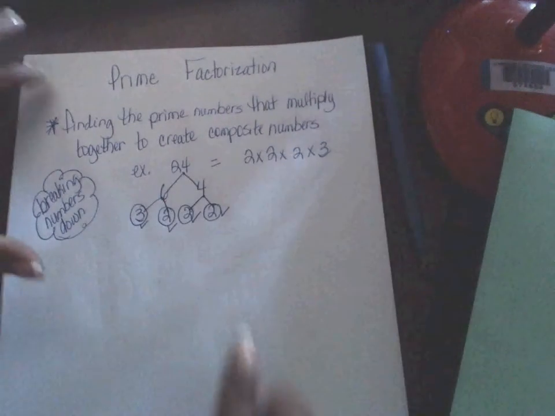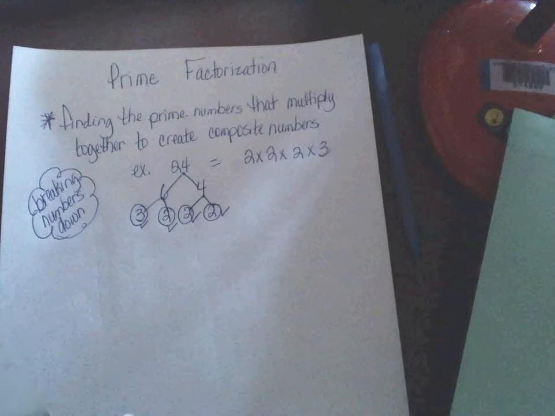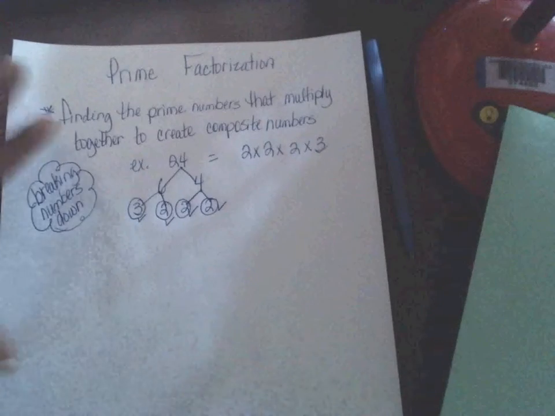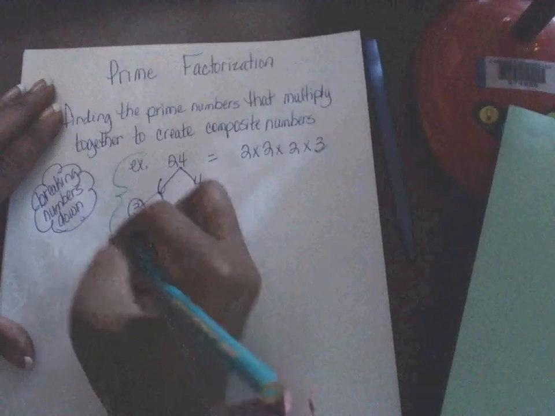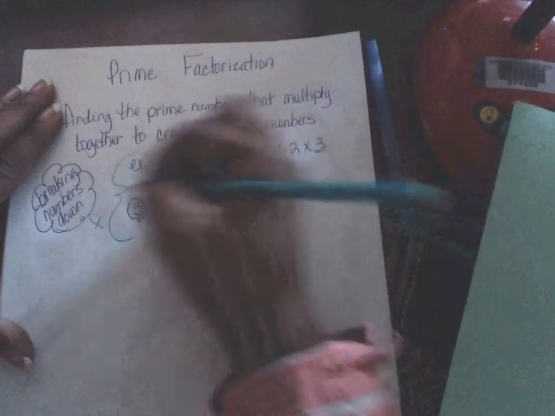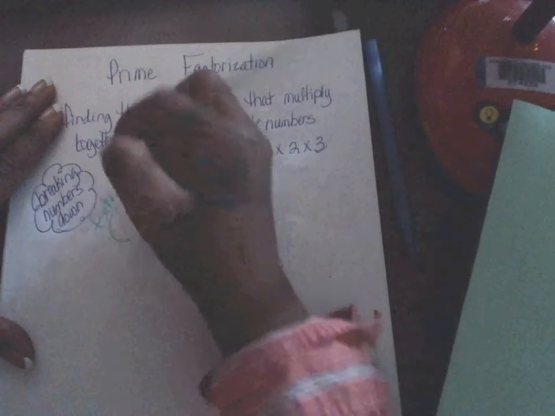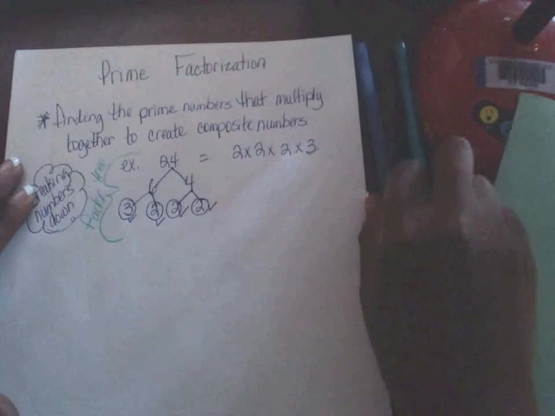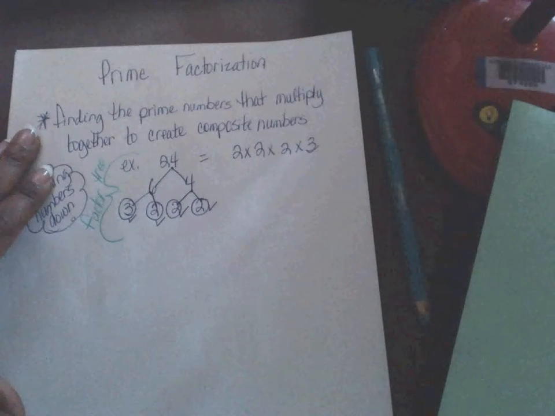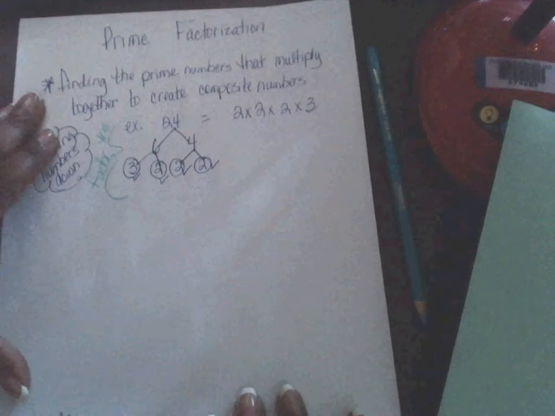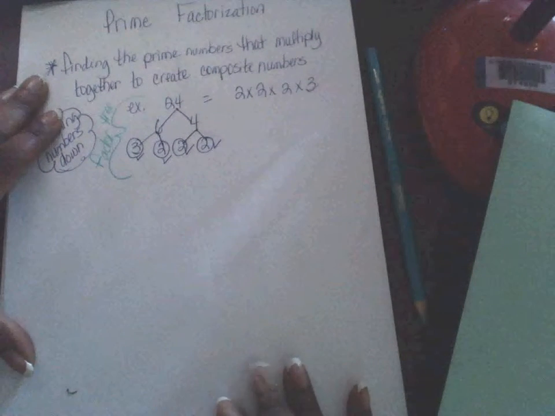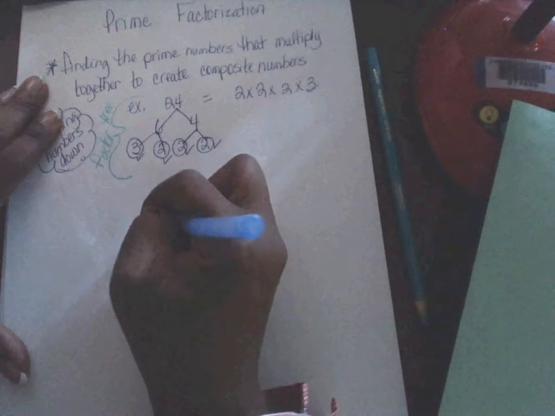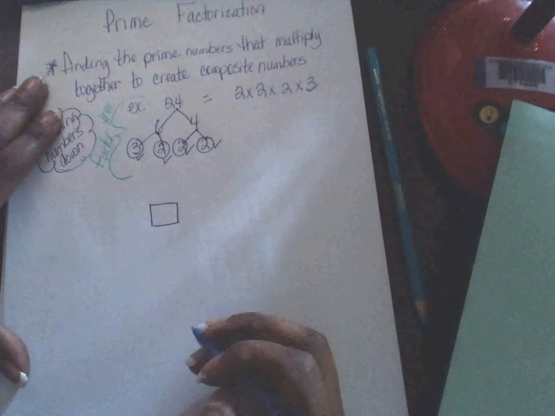So somewhere on here, maybe I should do it with a green. This is a factor tree. I'm going to put on here factor tree. Sometimes you might see the factor tree without that first number filled in. So let's do something. I'm going to put a box here. There's going to be a number that goes into there.